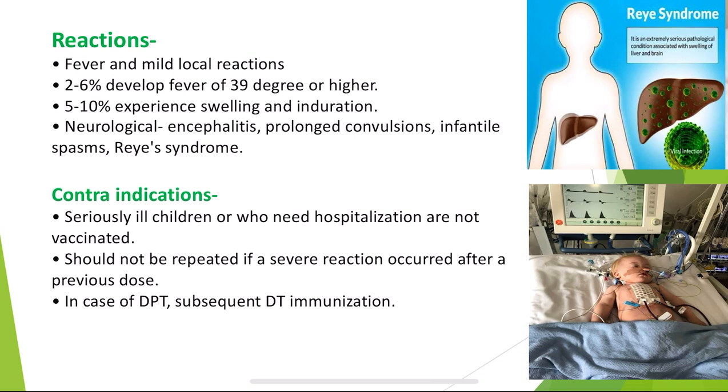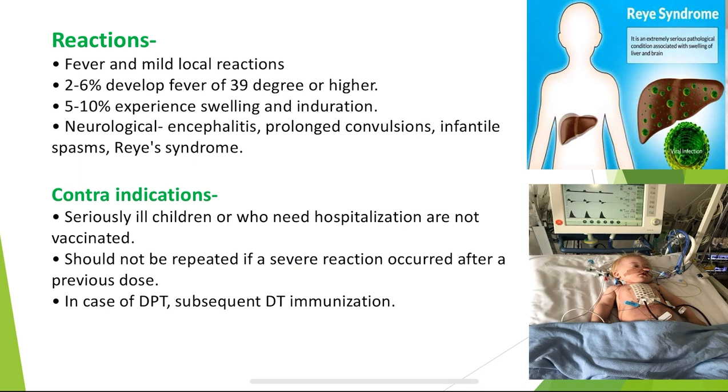Moving further to the reactions of the DPT vaccine: fever or mild local reactions can be seen. 2 to 6% of patients will develop a fever of 39 degrees Celsius or higher, whereas 5 to 10% of patients will experience swelling or induration. The neurological reactions could include encephalitis, prolonged convulsions, infantile spasms, and Reye's syndrome. So we see mild local reactions and fever following DPT immunization, which is very common.